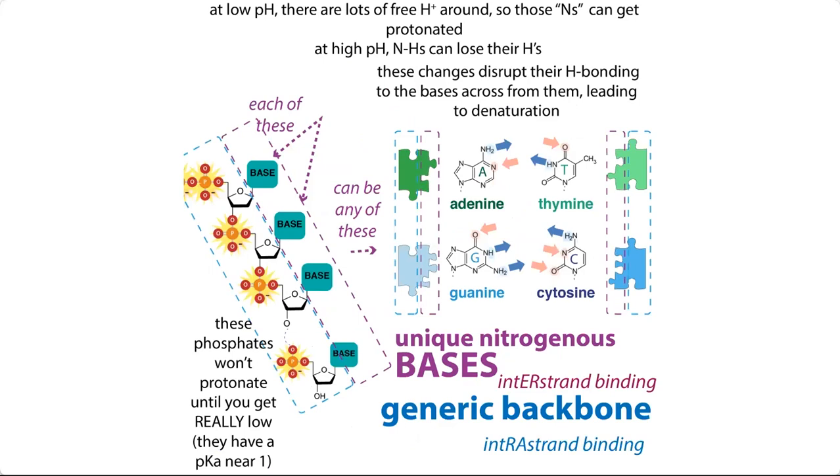Even if you don't have the chain breakage at the altered pH, if you do have an alteration in pH, it can affect the base pairing and it can cause denaturation. Those backbone phosphates have a pKa near 1, so they're going to pretty much always be negatively charged. But those bases, remember, we call them bases because those nitrogens can take protons, just not very readily.